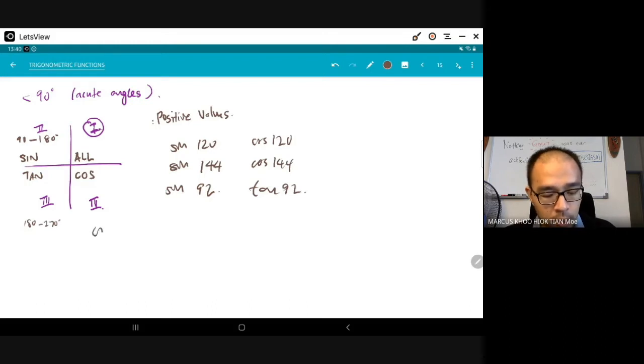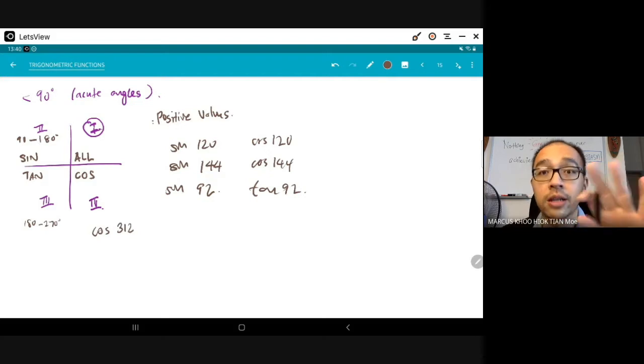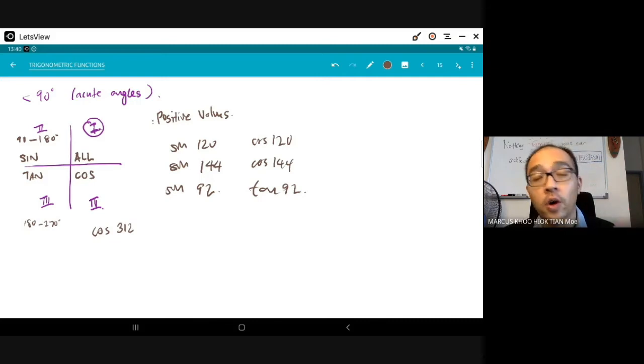For example, cos 312. This is a positive value. We're not interested in the value yet. We just want to know its nature. Is it positive or is it negative in value? So the quadrant where it is from is very important because it tells you more than just which quadrant it is in. It tells you whether the cos value is positive or negative. Tangent 312 will give you a negative value. Again, I'm not interested in the value. I want to know its nature first. Its nature is very important.